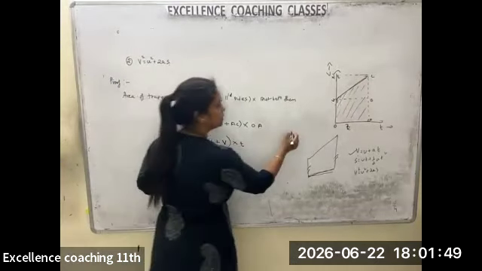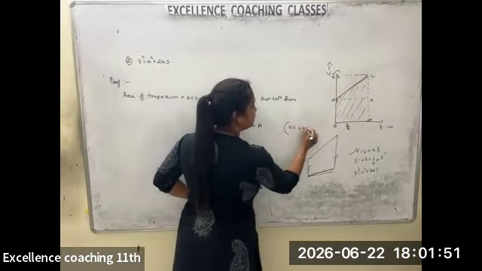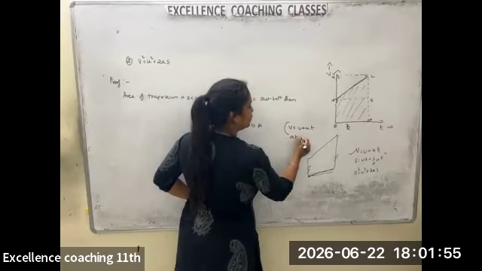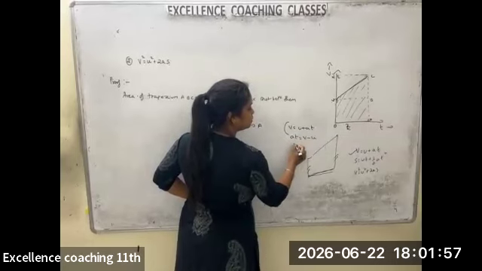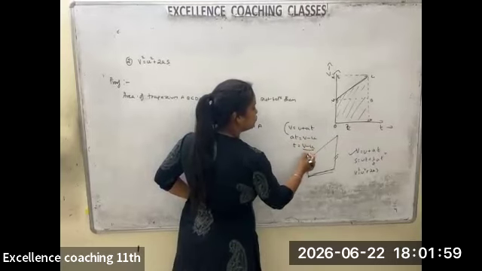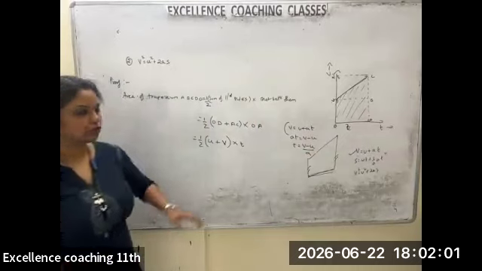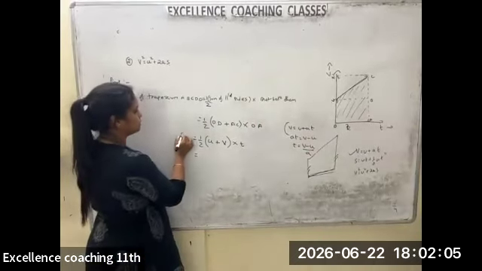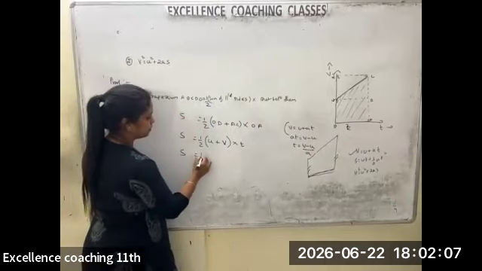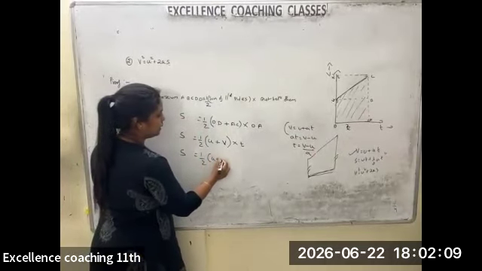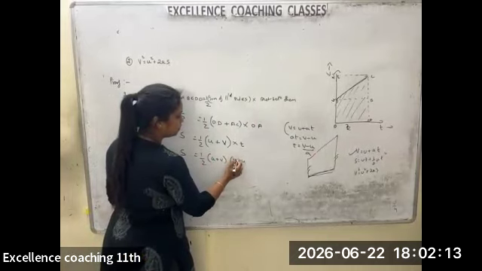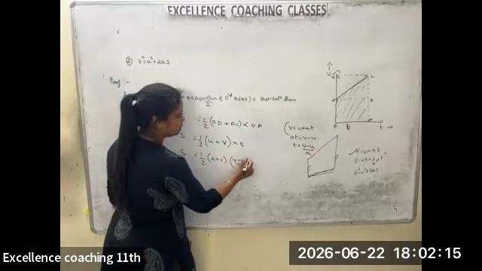You know V is equal to U plus AT. From this, what will AT be equal to? V minus U. So what will be T? V minus U upon A. So that T I will replace. So what will I get here? This side it is S, area under trapezium. Half U plus V, T will be replaced as V minus U upon A.